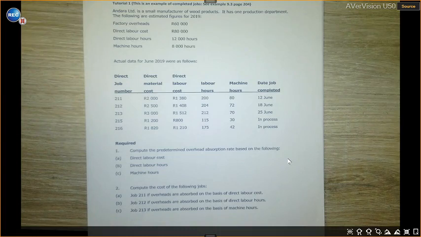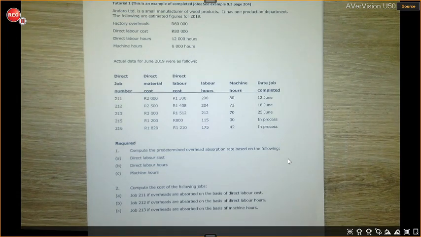Now this is our question. There are two things that we need to take into account when we look at this question. As you are looking at the heading there, it says that Adara Limited is a small manufacturer of wood products. It has one production department. The following are estimated figures for 2019. Take note of that estimated figure. After that you've got the figures. Now can you see after the estimated, it says that actual data for June 2019 were as follows. So it means that you've got two sets of information, the estimated information and the actual information.